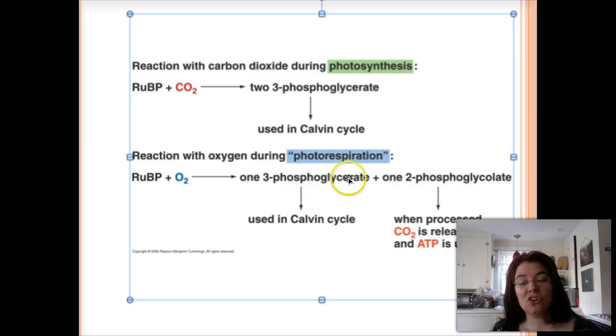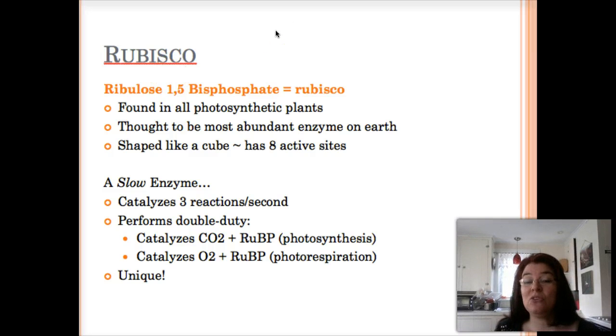Now, I don't need you to learn these intermediates. I don't need you to have a deep understanding of photorespiration. I just want you to understand that the RUBISCO enzyme is quite unique because not only is it a particularly abundant enzyme, the most abundant enzyme on the planet, it's also very unusually shaped like a cube. It has 8 active sites. It works very slowly, relatively speaking, but it's capable of performing 2 completely different reactions. Really quite unusual enzyme.